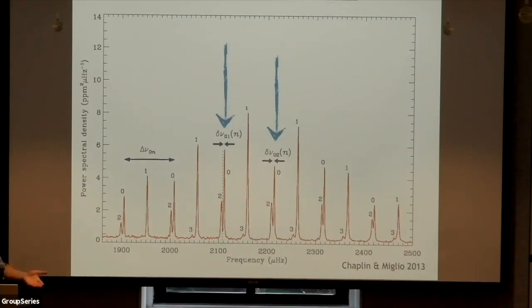These are acoustic, right? So they care about the sound speed. As you burn hydrogen into helium, you both change the structure of the core and the mean molecular weight, both of which change the sound speed. And so this L equals 0 mode feels that change in sound speed and has a different frequency than the L equals 2. And so as the star ages, the separation changes and it gives you a way of measuring age.